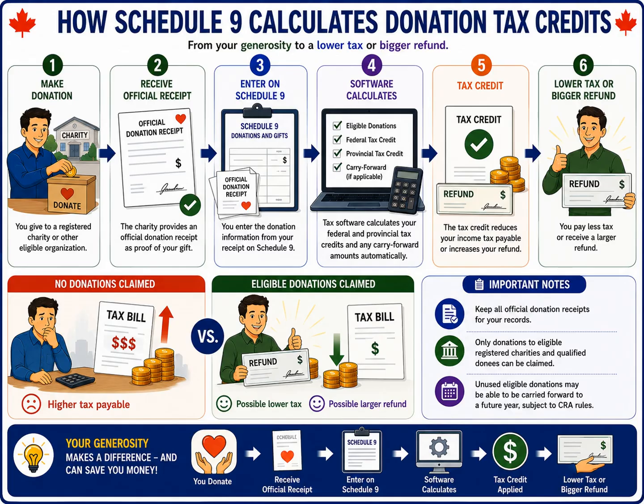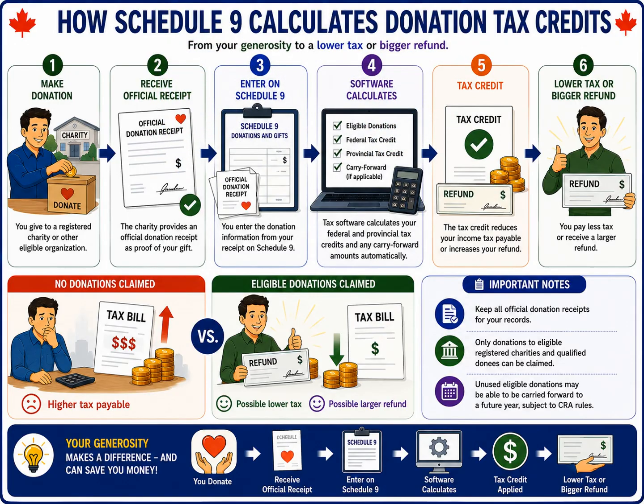The process begins when a taxpayer makes a donation to an eligible registered charity or other qualified organization recognized by the Canada Revenue Agency. This donation may be a cash contribution, an eligible gift of property, or another qualifying donation under the tax rules. After receiving the donation, the organization issues an official donation receipt. This receipt is extremely important because it serves as proof of the donation. Without an official receipt, the taxpayer generally cannot claim the charitable donation tax credit on their income tax return.